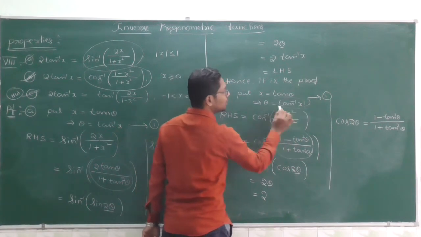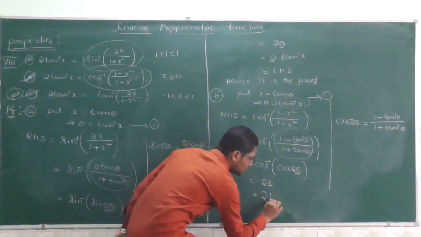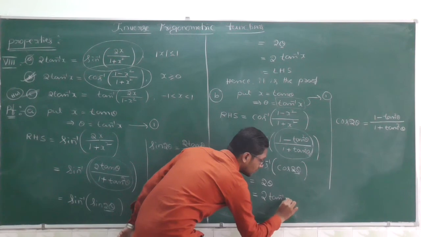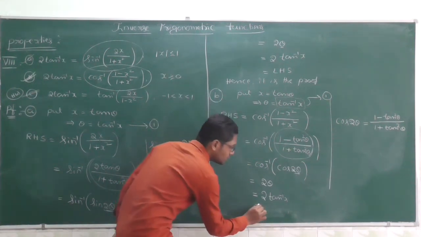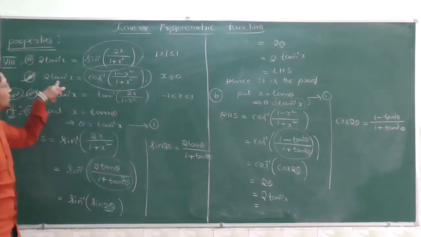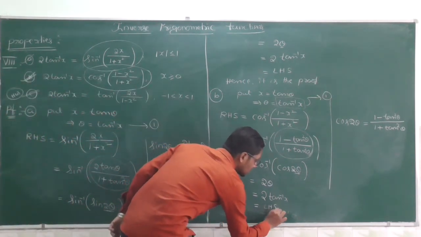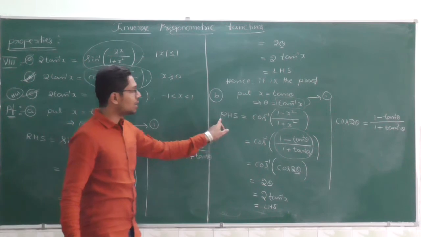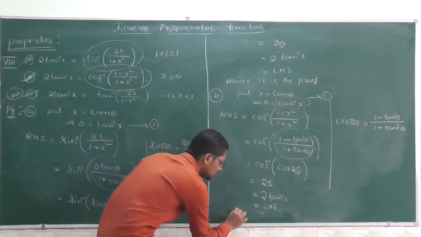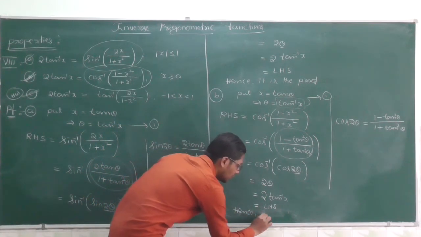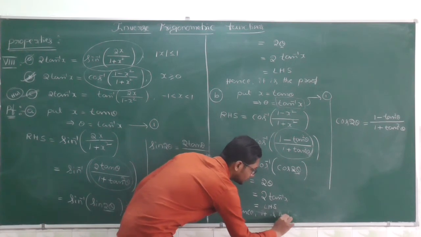Theta is tan inverse x. That is equal to 2 tan inverse x, which is the LHS. See, RHS equals LHS. Hence it is proved.